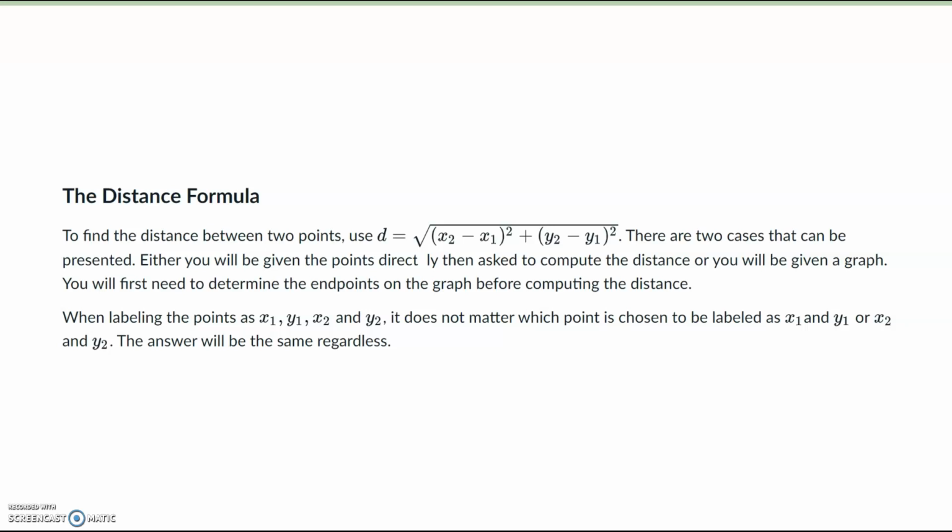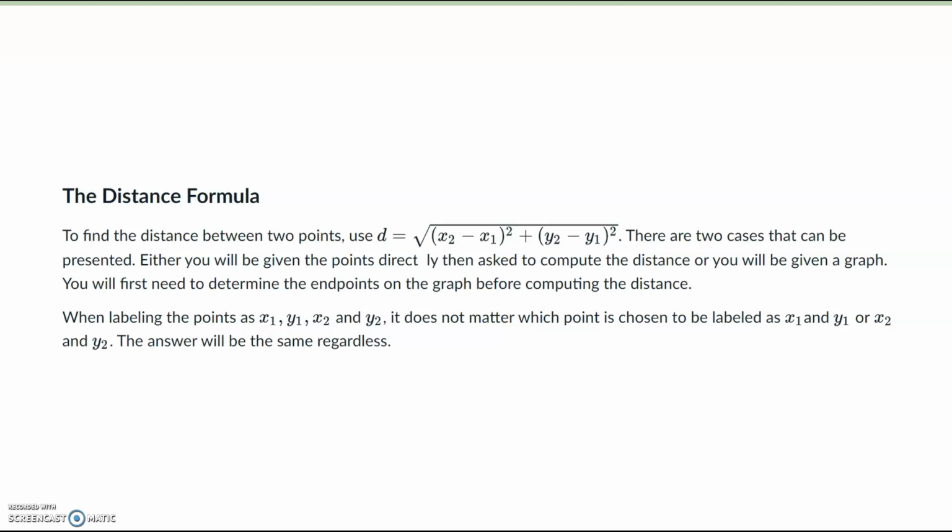Sometimes you'll be given 2 points and asked, hey, just find the distance between these 2 points. The other case you'll run into is when they give you a graph and they say, hey, find the distance from this point to this point of this graph. When they give you the graph, you're going to look at the endpoints. So what you have to do first is determine the ordered pair for the endpoints of the graph, and then you can plug those values into the distance formula.